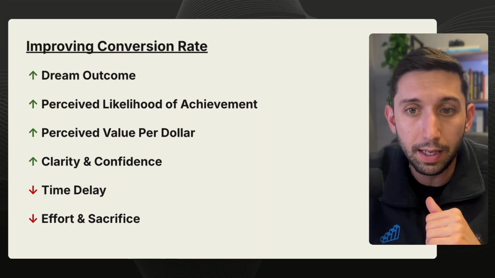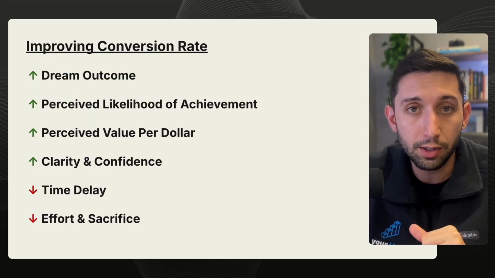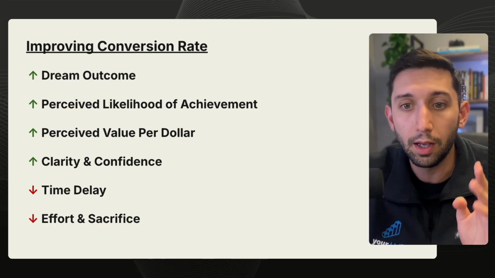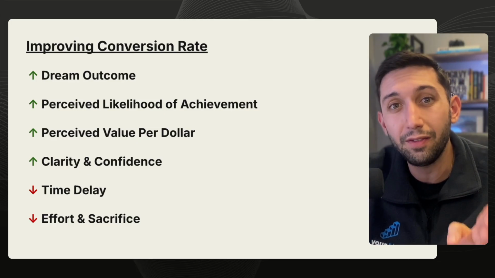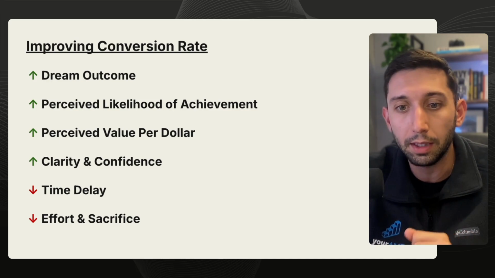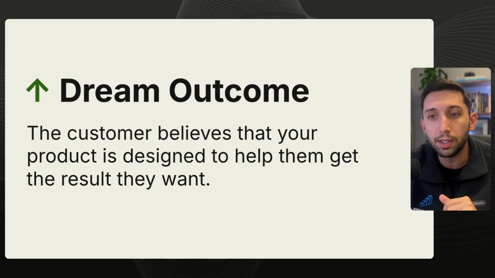So jumping in here, what are the 6 ways? 1, we're going to increase the dream outcome. We're going to increase the perceived likelihood of achievement. We're going to increase the perceived value per dollar, increase the clarity and confidence, lower the time delay, and lower the effort and sacrifice. So looking at number 1, increase the dream outcome.